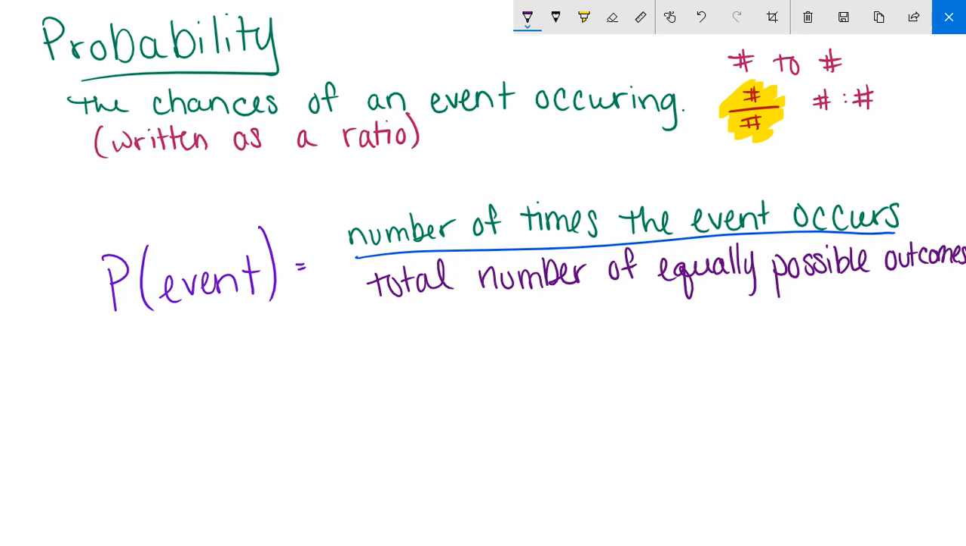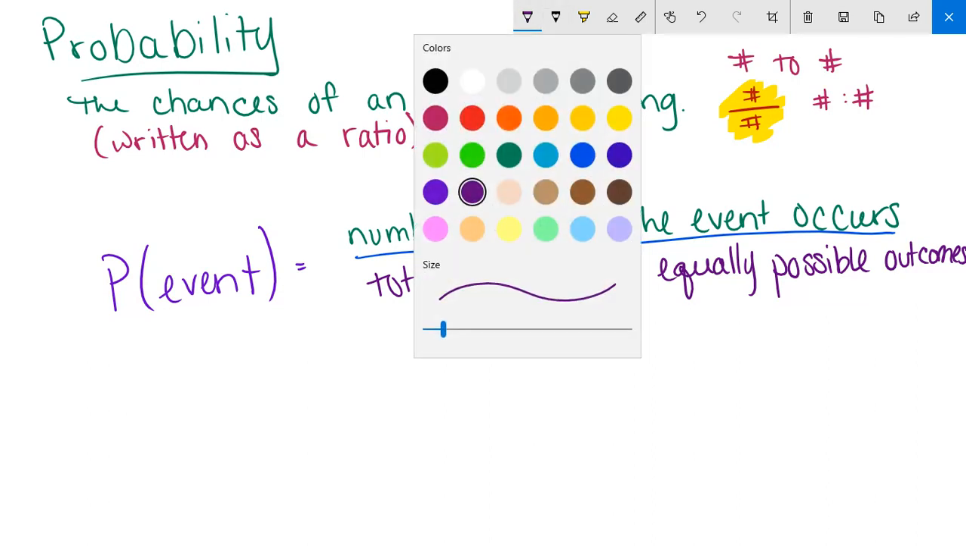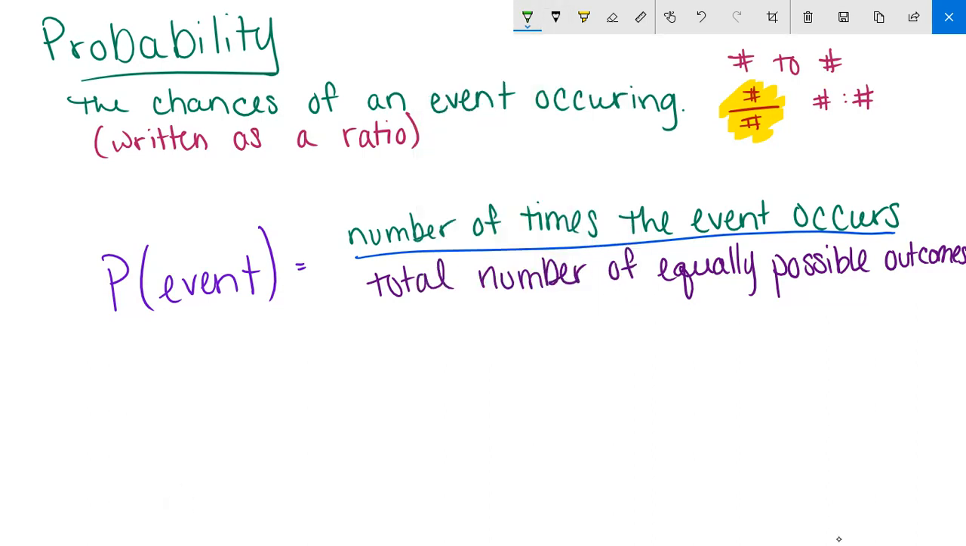Okay, so for instance, if we were talking about the probability of flipping tails on a coin. Well, if a coin has 2 sides, one is heads, one is tails, the probability of flipping tails is 1. That's the number of times the event could occur, over how many possible events do we have? Well, we have heads and we have tails, so we have 2 events that could occur. So 1 in 2, or 1 out of 2 chance that we would get tails.